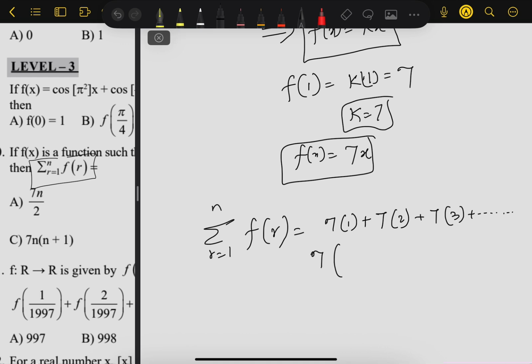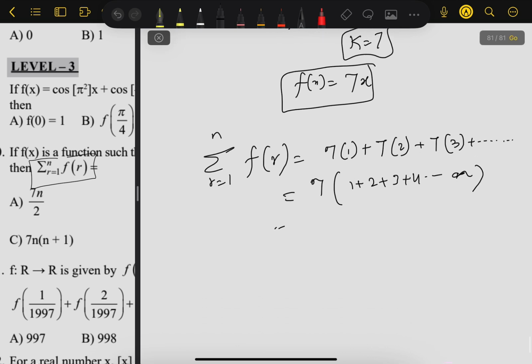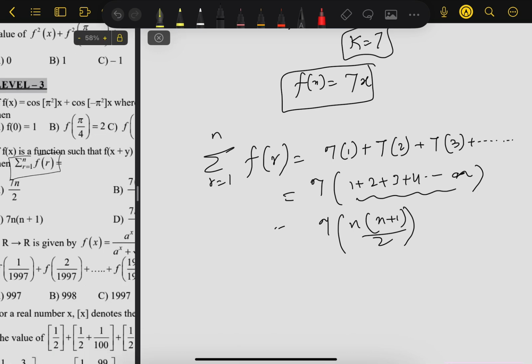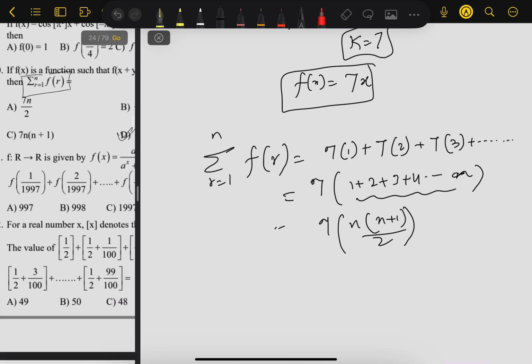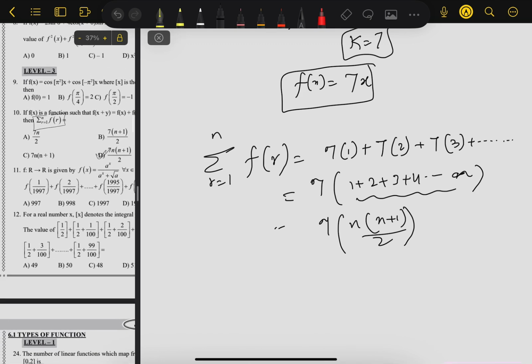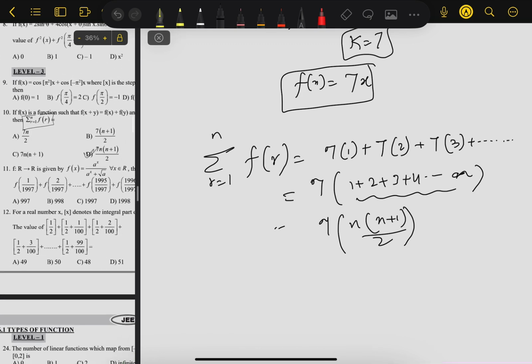So we can take 7 common. This will become 1 plus 2 plus 3 plus 4 up to n terms. What is the sum of these numbers? The sum of natural numbers has an expression: n into n plus 1 by 2. So I think the same option is given here, option number D. Again, how will you solve question number 11?